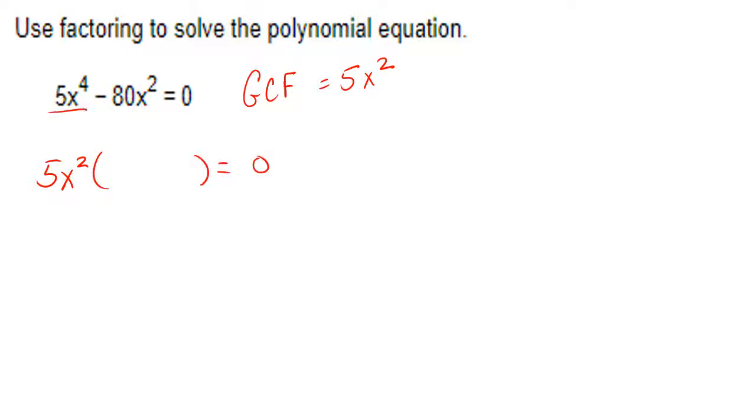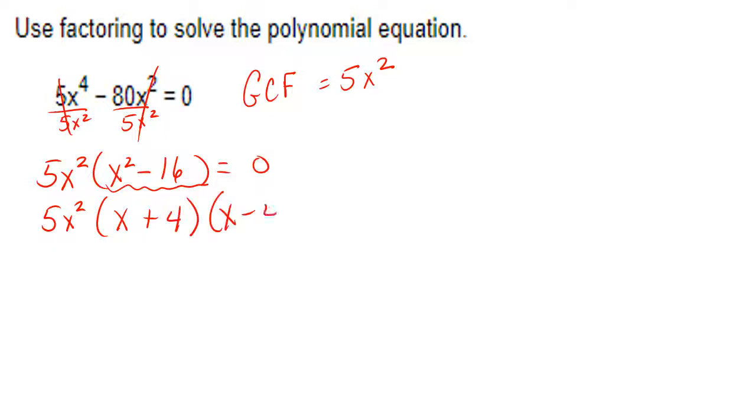Now basically factoring is dividing. So it's like you're dividing both of those terms on the left. So 5x to the fourth divided by 5x squared will leave x squared. You just subtract the exponents. Then 80 divided by 5 is 16, and then x squared over x squared cancels out. You may also notice that the x squared minus 16 is the difference of perfect squares, so that's x plus 4, x minus 4. Now it's factored completely.